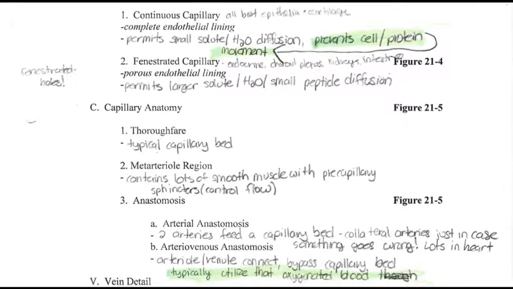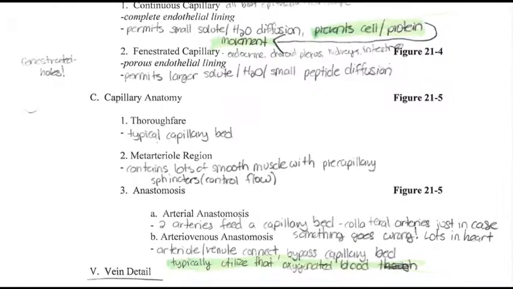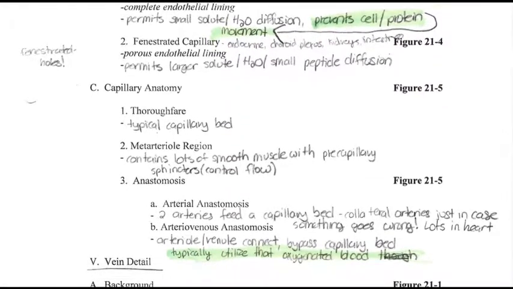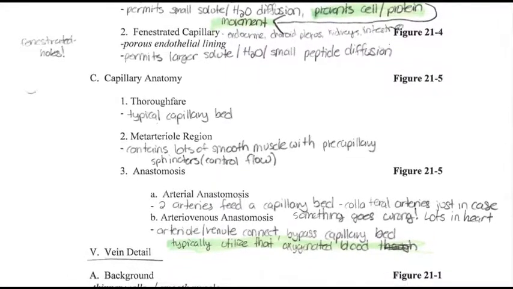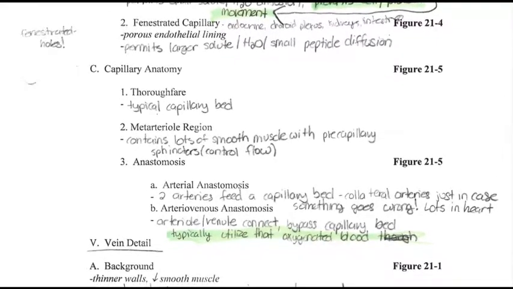Capillary anatomy. Thoroughfare. A thoroughfare is a typical capillary bed. Metarterial region. This region contains lots of smooth muscles with precapillary sphincters to control flow.